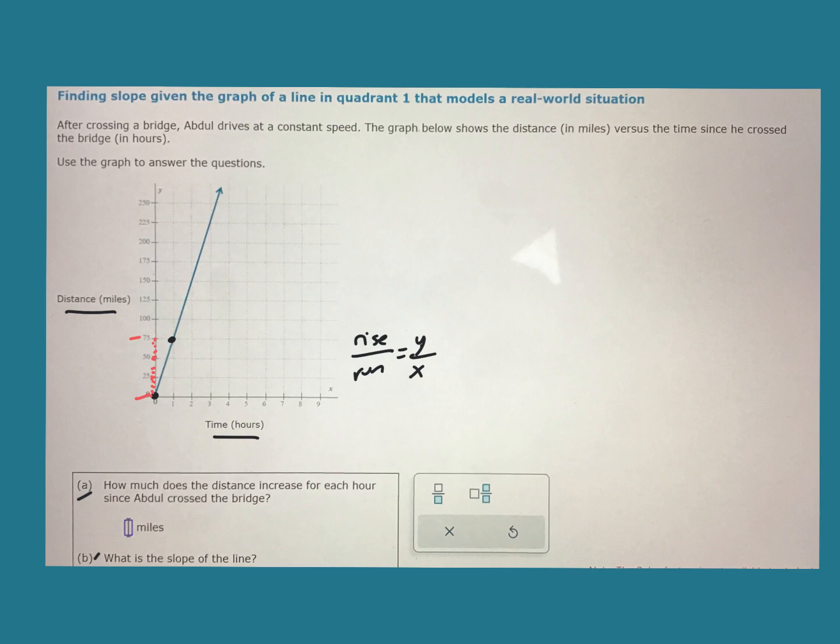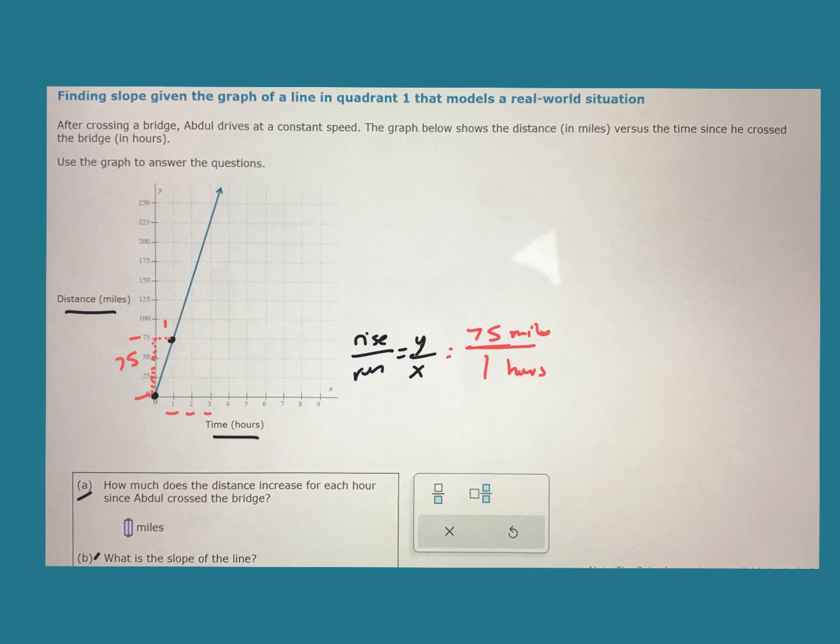That is equivalent to going up 75 miles. And then we go over 1 box, which really is just 1 because we are counting by ones down here on the x. So we went up 75, went over 1, and 75 was the number of miles, 1 was the hours. So we went 75 miles for each 1 hour, or 75 miles per hour.